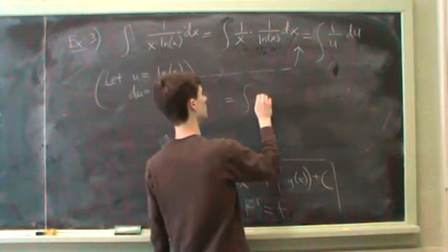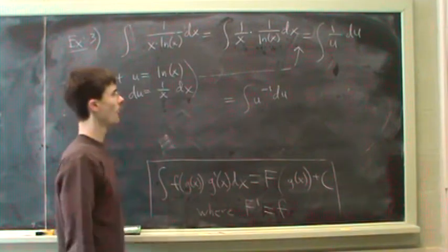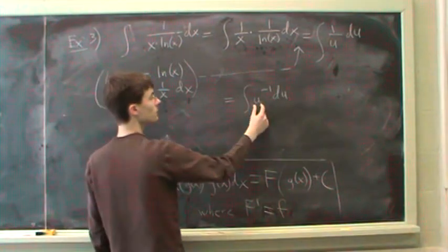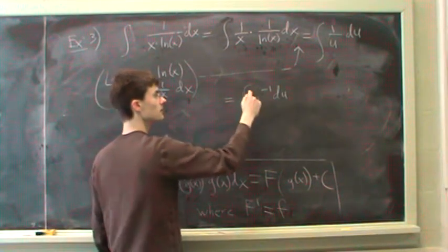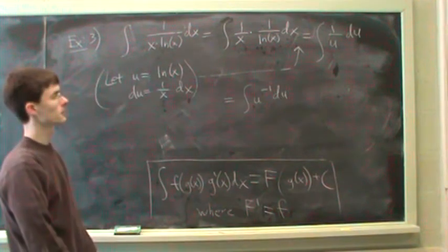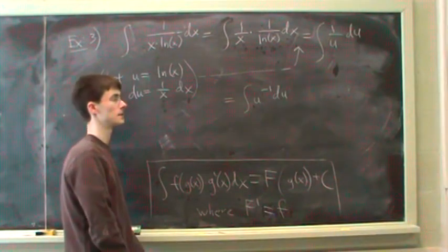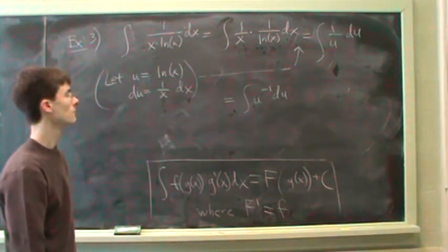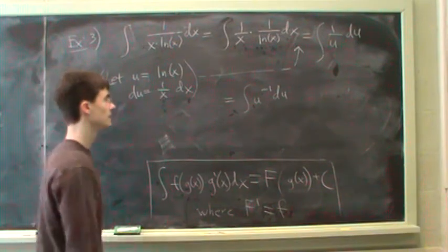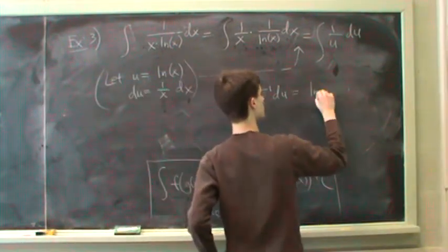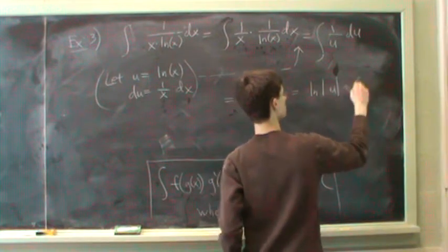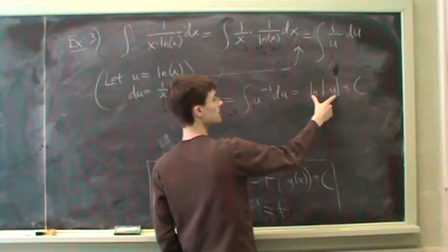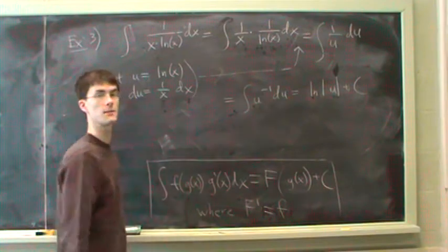So this is the integral of u to the negative 1. And that was the special case. We can't use the power rule, because if we did, we would end up with u to the 0, and we would have to have a coefficient of 1 over 0. And that doesn't make sense. So this was the exceptional case where the power rule doesn't apply. Instead, the antiderivative is going to be the natural log of the absolute value of u plus c. Remember, the derivative of this is 1 over u, which is the same as u to the negative 1.